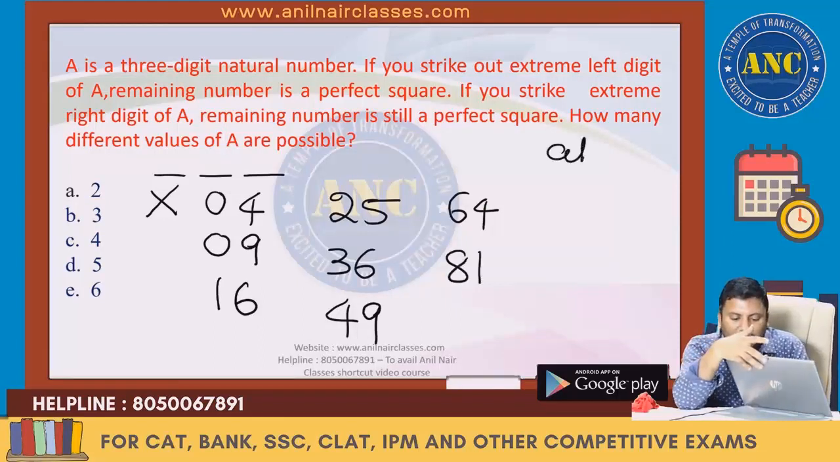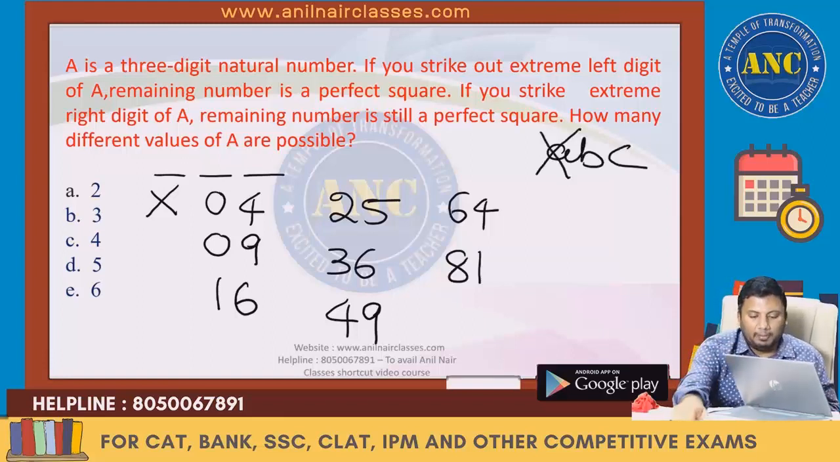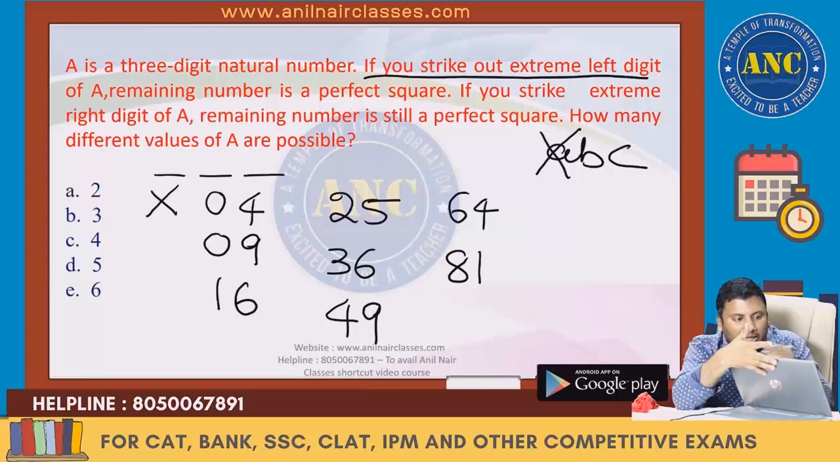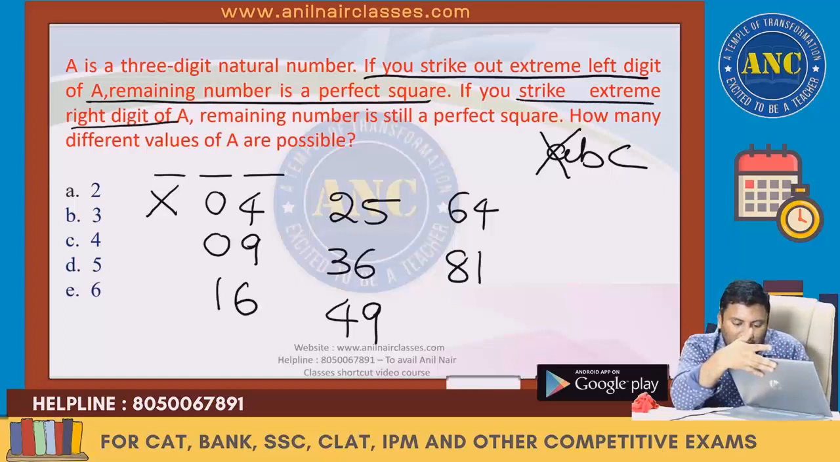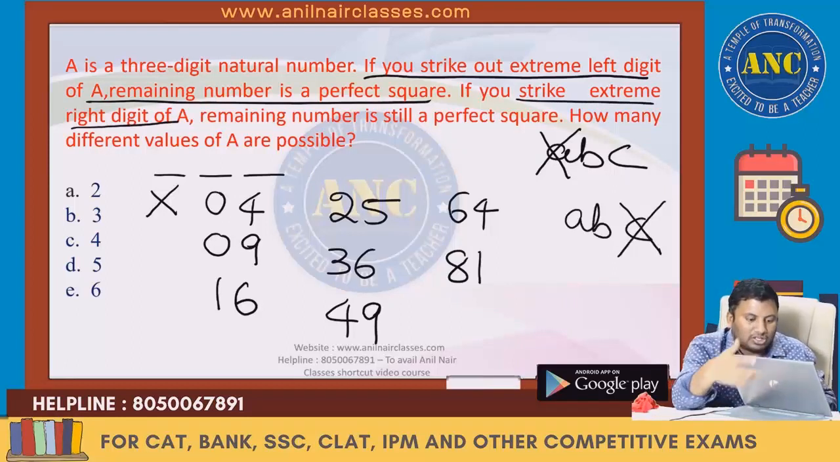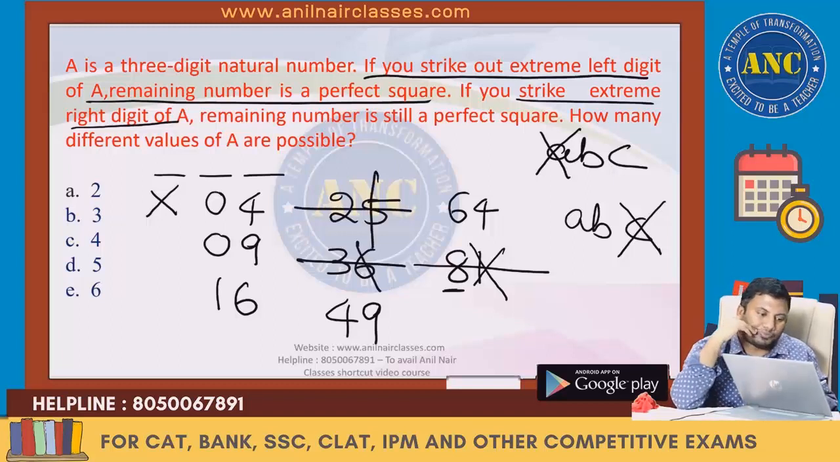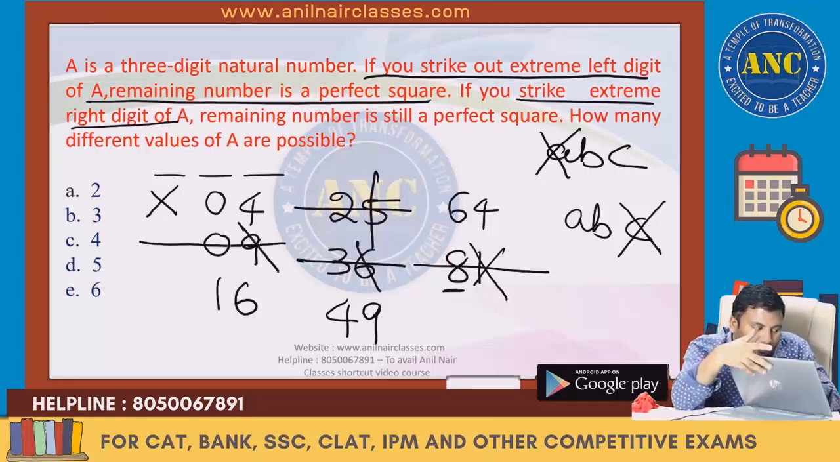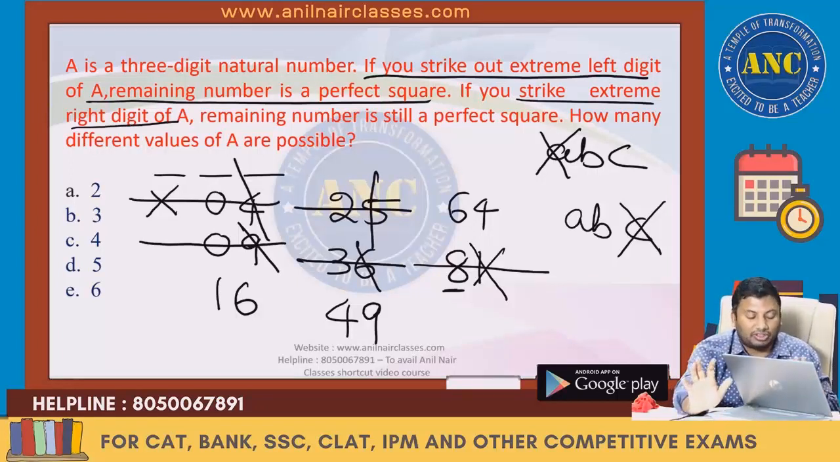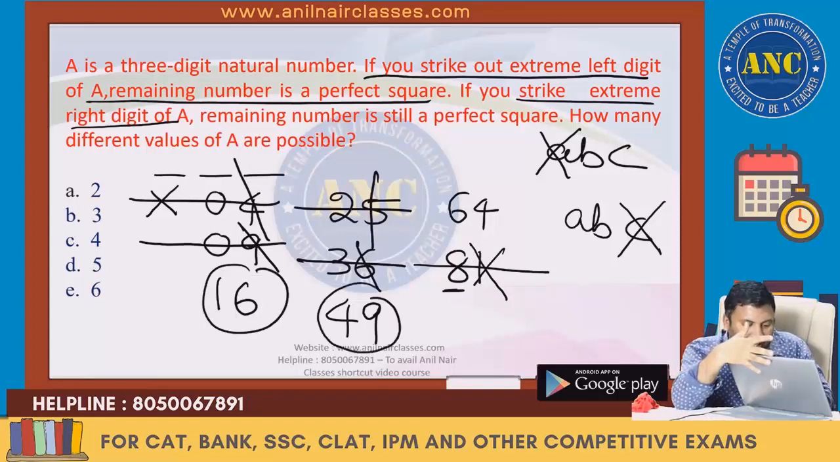Okay, ABC. If I strike A, BC is a perfect square. That first statement is clear. If you strike the extreme right, if I strike C, AB is also a perfect square. If I strike 1, it ends with 8, and a perfect square never ends with 8. If I strike 6, it ends with 3. If I strike 5, it ends with 2. If I strike 9, it ends with a single 0. If I strike 4, it ends with a single 0. So I got 3 cases: 16, 49, 64.